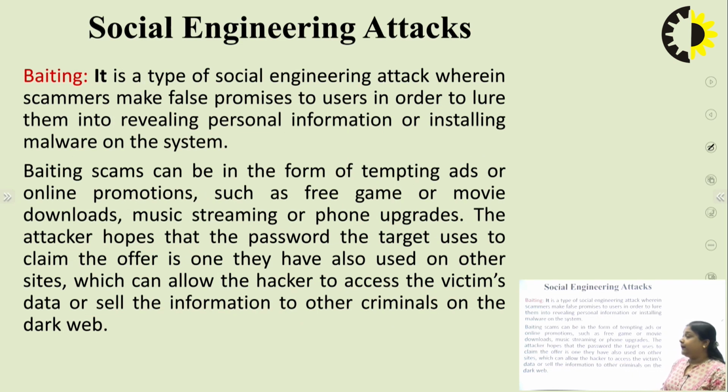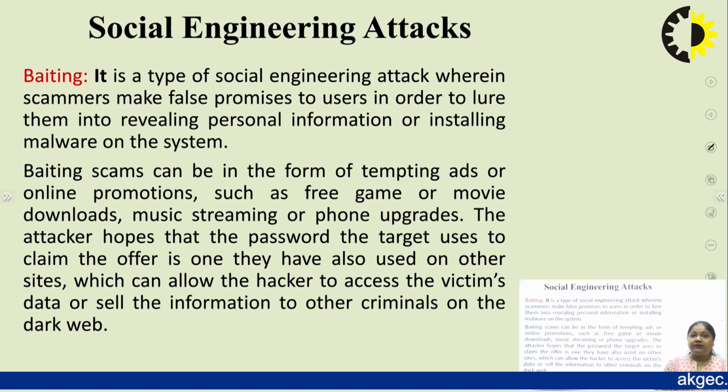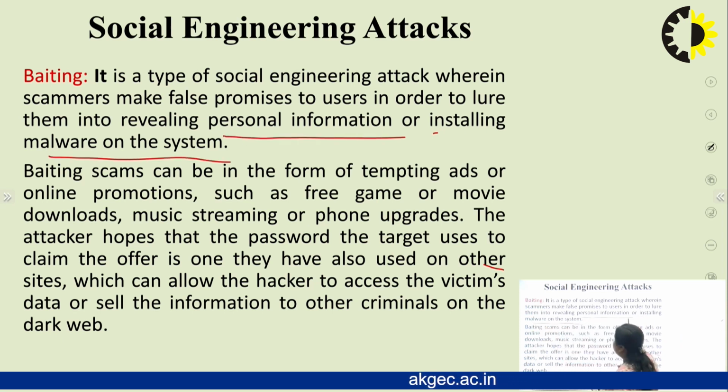Third one is baiting. It is a type of social engineering attack wherein scammers make false promises to users in order to lure them into revealing personal information or installing malware on the system. Through this type of attack, the victim can reveal their personal information and can also install malware on their system.